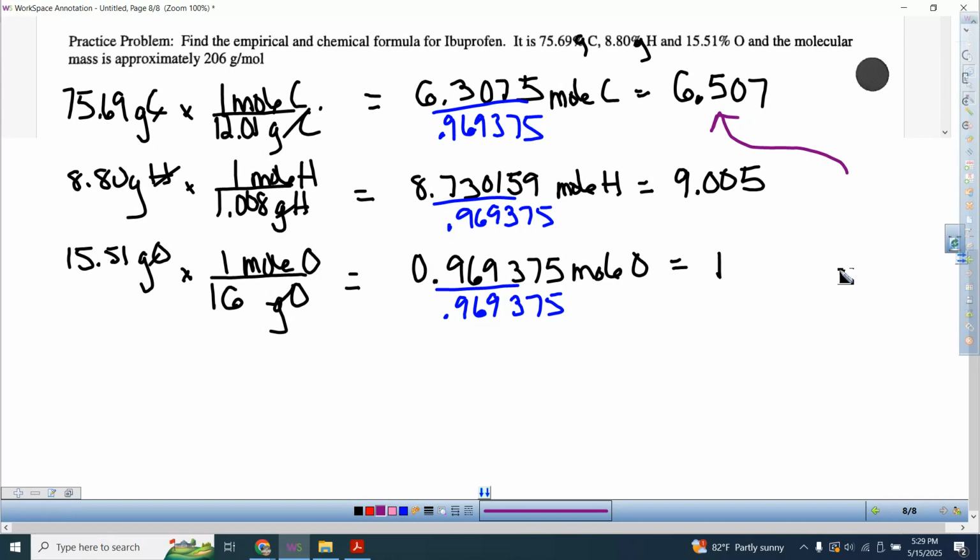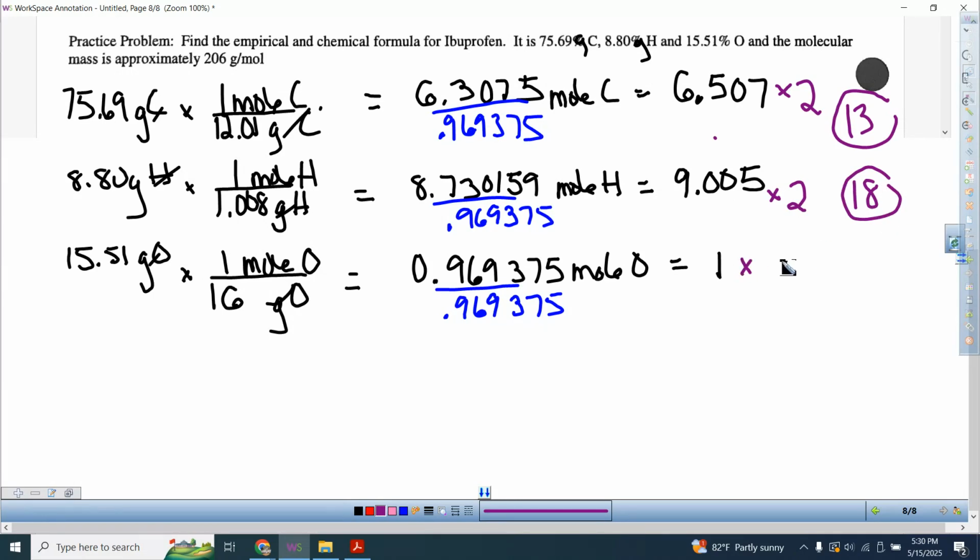If it is not near a whole number, then you need to multiply it by a factor to make it near a whole number. And I can make this near a whole number if I double it. And by doubling this, that makes it very, very close to 13. But if I double the carbon, I also have to double the hydrogen, making this 18. And then I also have to double the oxygen, making this 2.